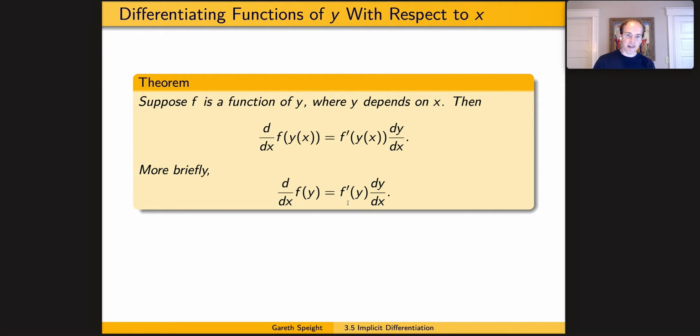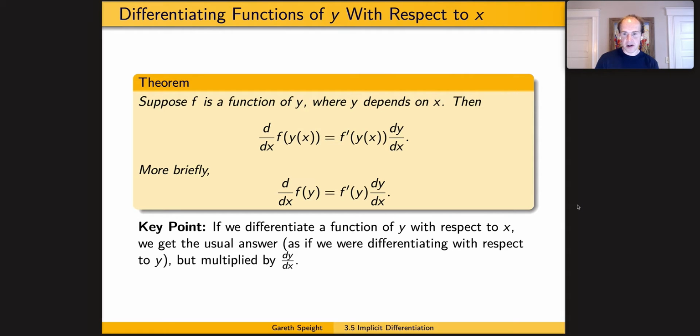We're saying it's almost as if we were differentiating with respect to y normally, except we have to multiply by dy over dx. Okay, so that's what I wrote here. If we differentiate a function of y, we get what we would have got if we were differentiating with respect to y, but we have to multiply by an extra dy over dx factor, just to compensate for the fact that we weren't differentiating with respect to y, we were differentiating actually with respect to x.